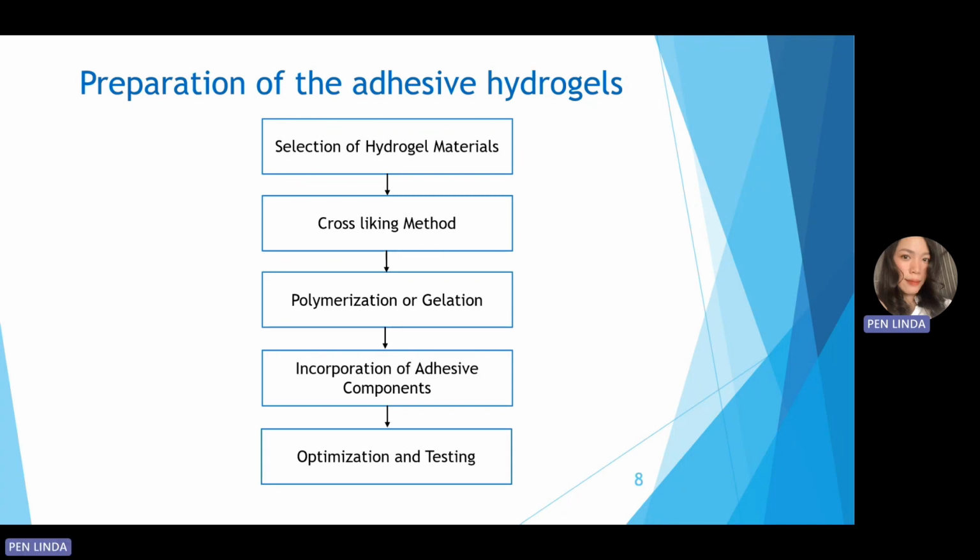If the hydrogel adhesive is based on a polymerizable monomer or pre-polymer, the polymerization reaction or gelation process is initiated. This may involve mixing the monomers or pre-polymers with the suitable initiator, catalyst, or cross-linking agent to allow the reaction process until the hydrogel forms.